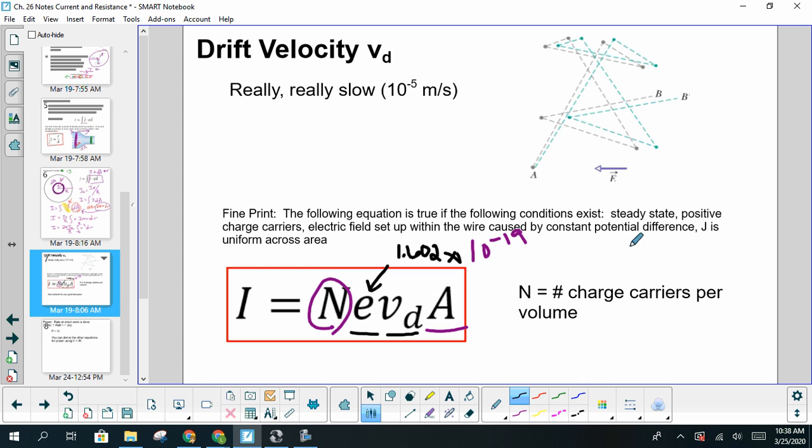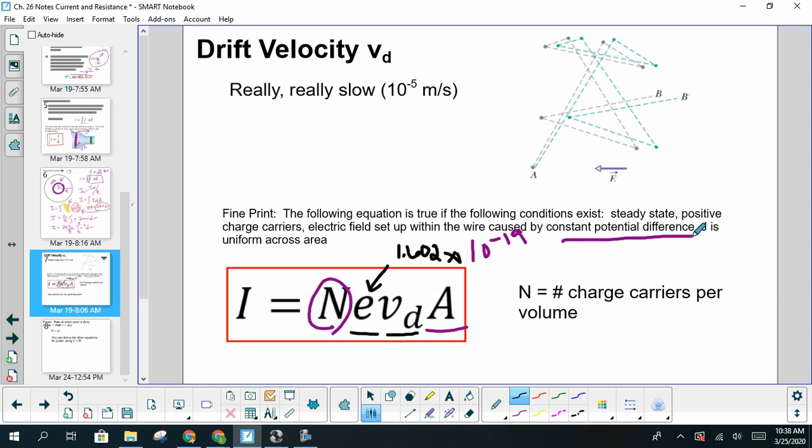A couple of fine print things that we need to make sure we understand. This really is only going to be valid if we have a steady state. You've heard me talk about a steady state in terms of moving at a constant rate, meaning we don't have current that's increasing or decreasing. That current stays at a constant uniform rate over time. This is set for positive charge carriers, and the electric field is set up within the wire, caused by a constant potential difference, and the charge density is uniform through that cross section.